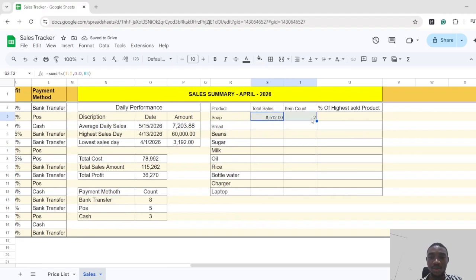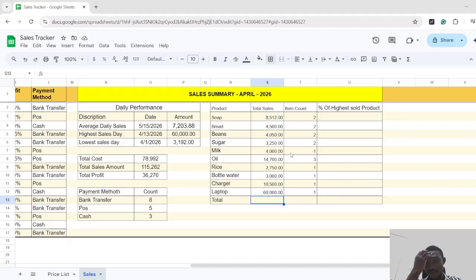Okay, so we're going to drag it down. So this is the total sales that we have made for each product. So regardless of how many times these products were sold, this is the total amount of money that we have made for each of the products for the month.